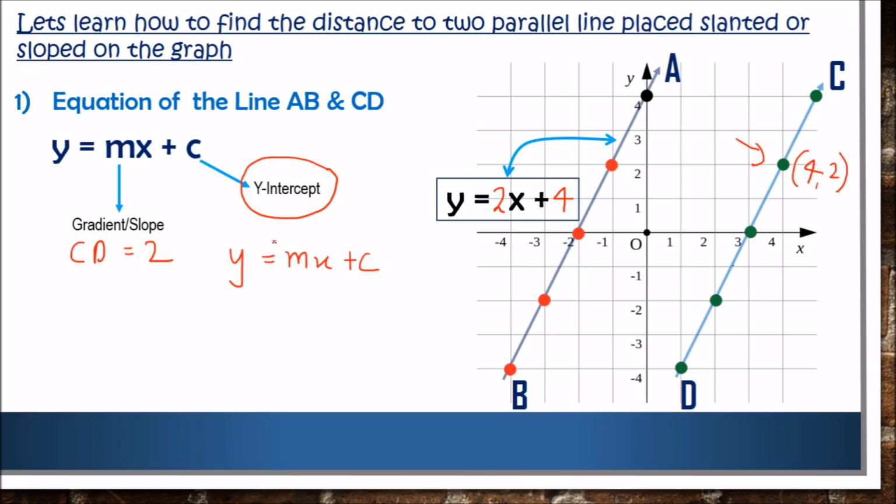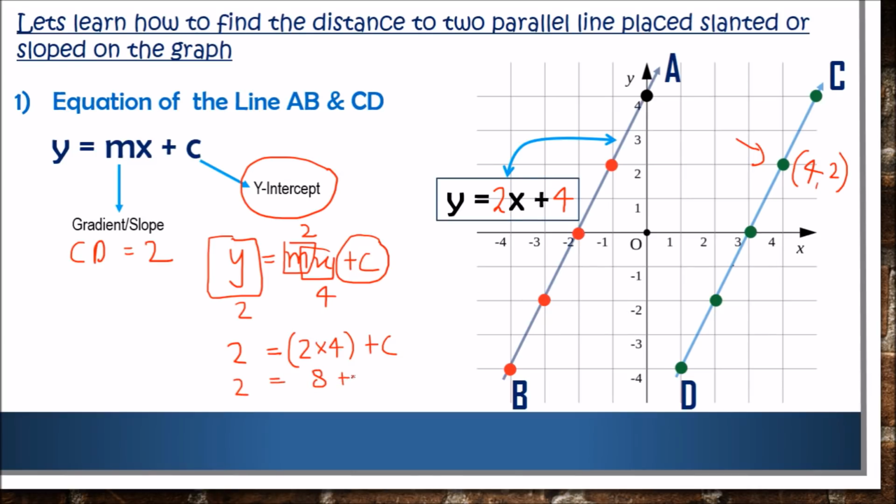Now we have the value for m, which is 2. We have the value of y, which is the y-coordinate, 2, and we also have the value of x, which is our x-coordinate, 4. So let's plug in the value of gradient and the x and y coordinates, and we can find the value of c by solving this equation for c. So 2 equals mx, which means m multiplied by x, where m is 2 and x is 4, plus c. So 2 is equal to 2 times 4, which is 8, plus c.